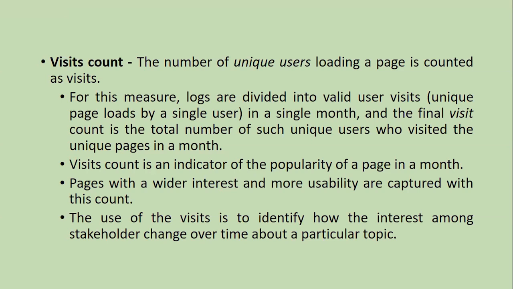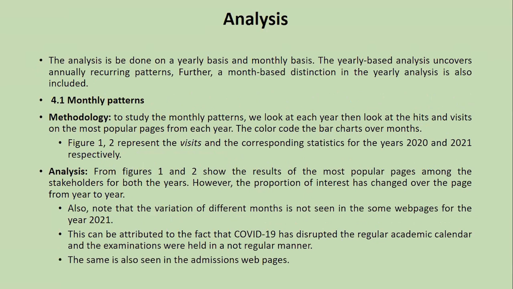We have counted a single count for a month for a single visitor or IP. And the final visit count is the total number of such unique users who visited the unique pages in a month. Visit count is an indicator of the popularity of a page in a month. Pages with wider interest and more usability are captured with this count. The use of the visit is to identify how the interest among the stakeholders changes over time about a particular topic. This is an analysis.